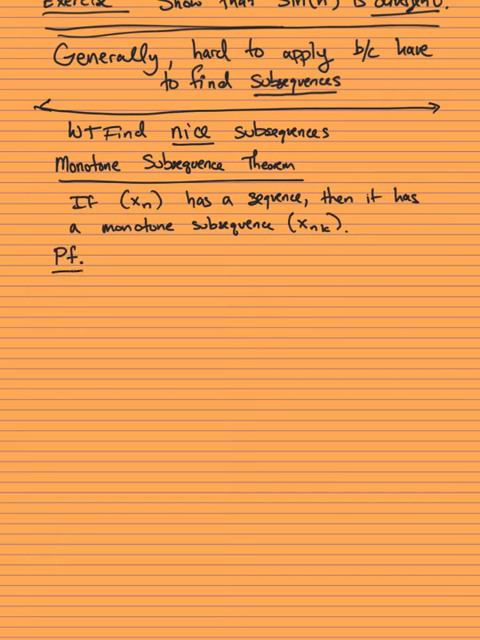Okay, so I'm going to just give a word for something. Okay, so we're going to say that x_m is a peak if x sub m is greater than or equal to x sub n for all n greater than or equal to m. Okay, so it's bigger than all future terms.